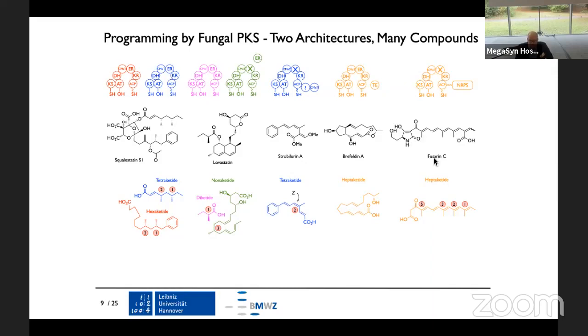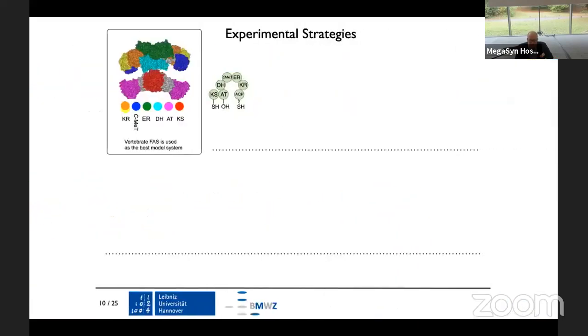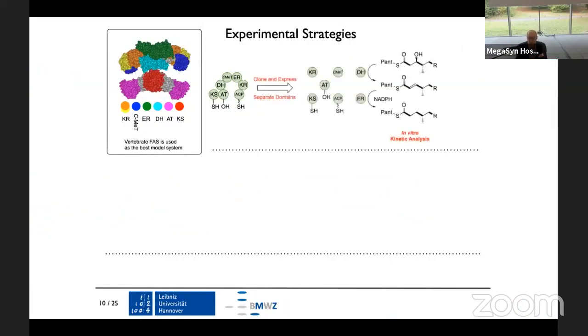So we've got a lot of programming which we need to understand. So my group take 2 main approaches to understanding these systems. The first one we call divide and conquer. And we basically want to clone and express individual catalytic domains, purify those proteins and study their enzymology using very traditional methods, okay, synthesizing substrates and figuring out which are substrates, which are not, what's the selectivity.